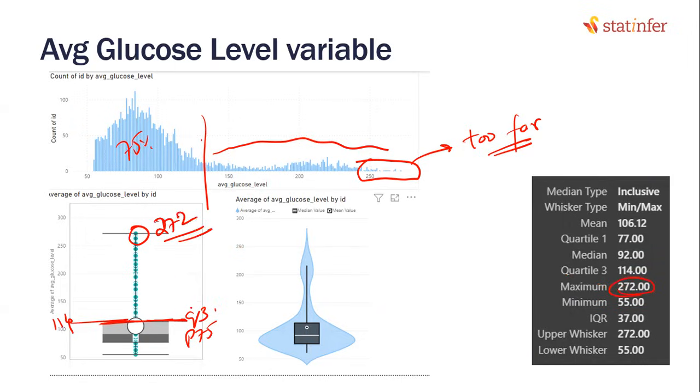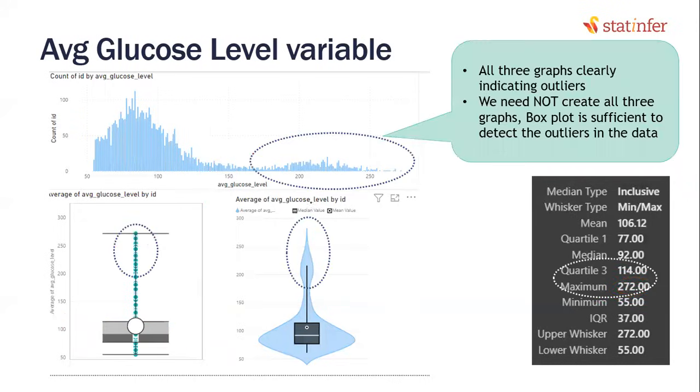So what I'm saying is 75% of the patients have average glucose level less than 114, but some patients are going as high as 272. That means there are outliers. Looking at all these three plots, I can conclude one thing. Yes, there are outliers in average glucose level. There are some people with unusual average glucose level. Their average glucose levels are very, very high compared to the rest of the data.